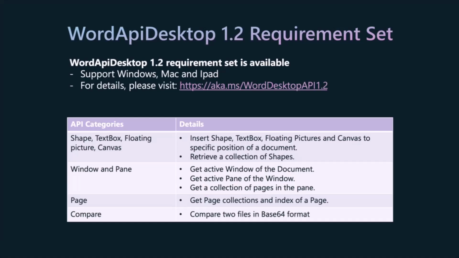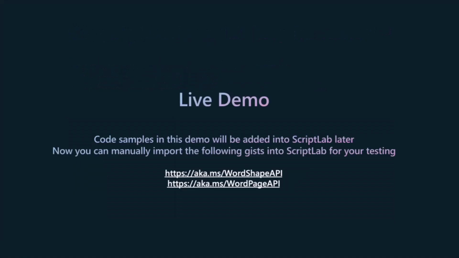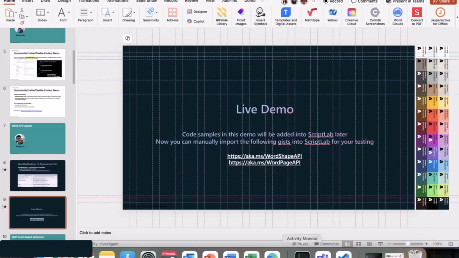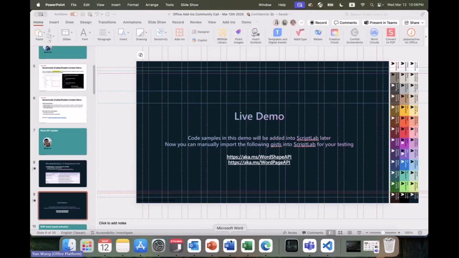We have a couple of different API categories. Shape, for example, has been asked for for a long time. We also have page, window, and pane APIs, and also compare, where you could actually compare two files in base64 format. Later on, I will provide a demo. Yeah, okay, this is the demo time. I'll have some live demo today. Let me switch to my Word.